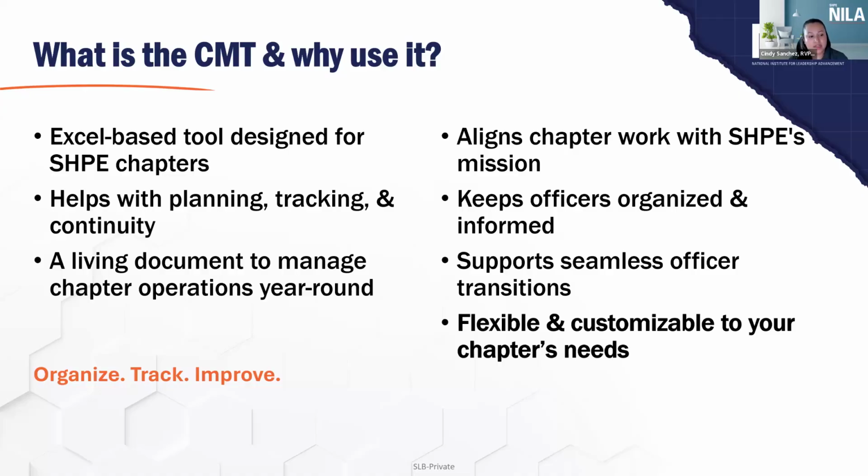This is a living document to manage chapter operations year round. So what does that mean? That this should be a document that you refer to every chapter leader meeting, whether you call it executive board meeting, leadership meeting, if you have a committee meeting, if you have just a working meeting with your committee or with another leader in your chapter, definitely this is a good document to refer to and update and use for the planning and the tracking of all of your events and initiatives.